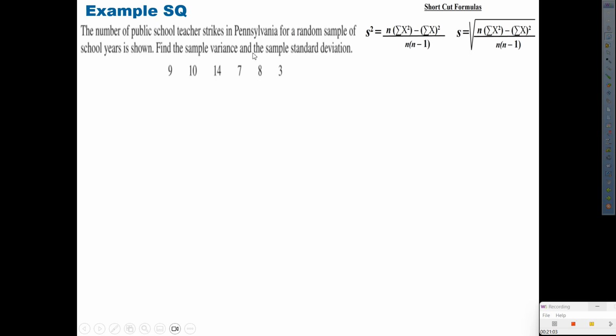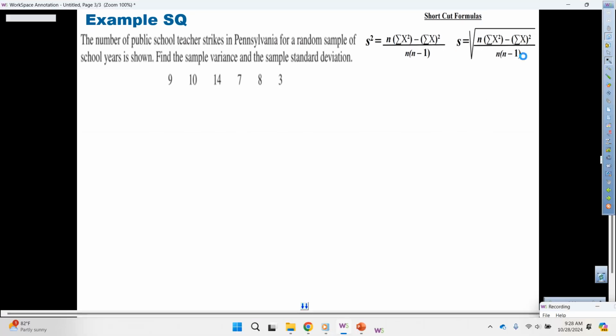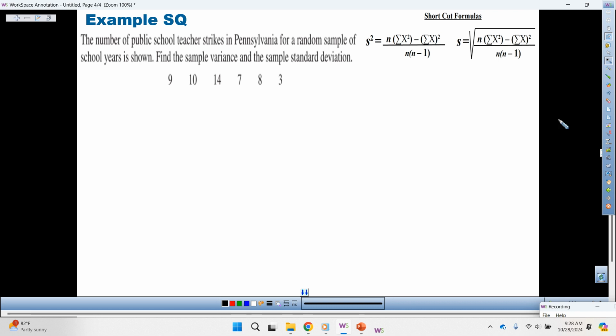Write example super Q. Copy that data exactly how it reads: 9, 10, 14, 7, 8, and 3. And this time we're going to use the shortcut formula to find the variance and standard deviation. Okay? And notice again, I left it with a letter S over here on the sides, S squared and S, because this is a sample.